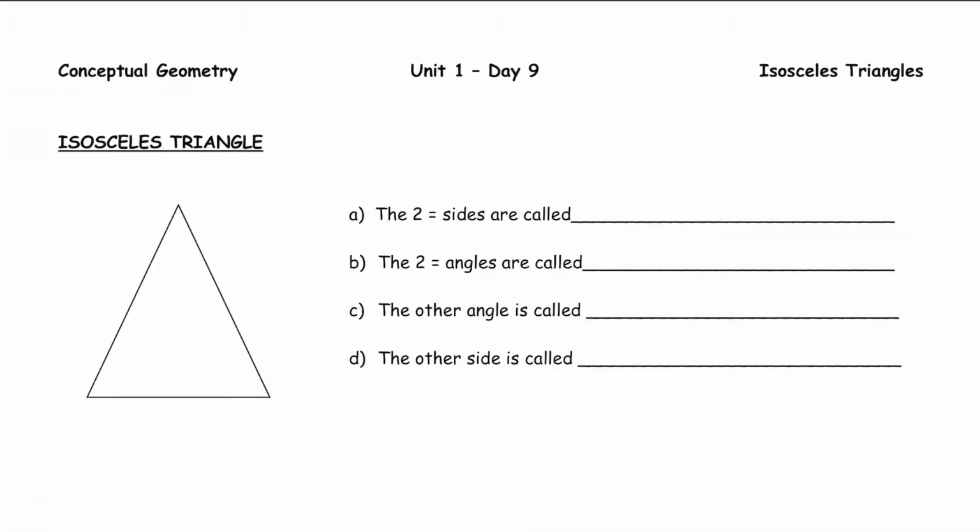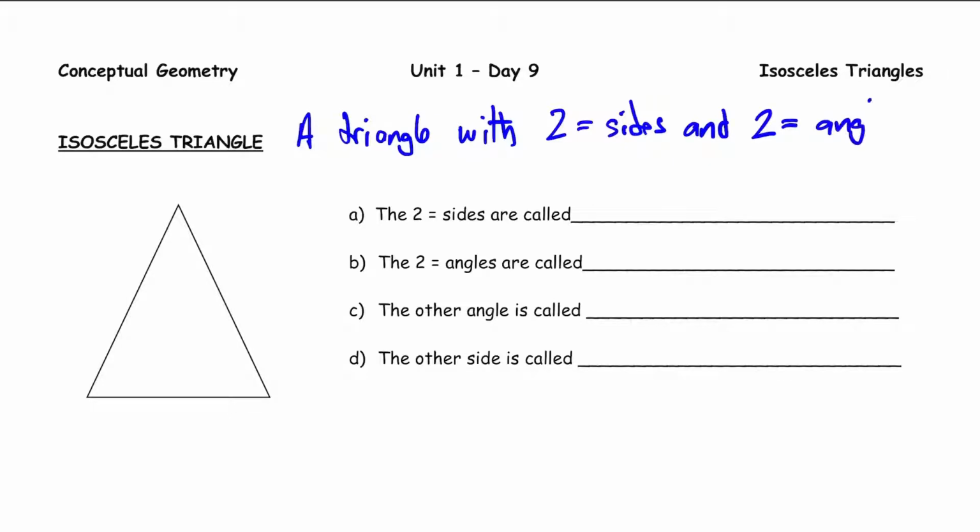Let's take a look at what an isosceles triangle is. An isosceles triangle is a triangle with two equal sides and two equal angles. So if I mark up this figure here, the two equal sides are here, and the two equal angles are located here. If you notice, the angles are opposite the equal sides.